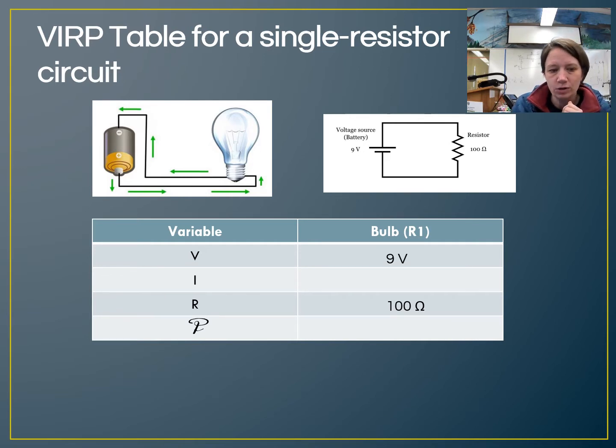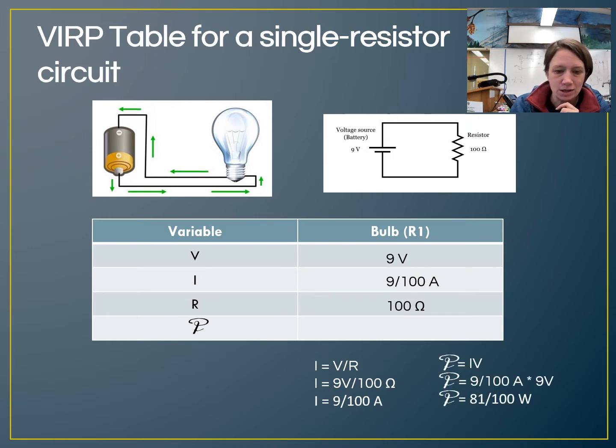So now that we know voltage and resistance, we can go ahead and use Ohm's law, I equals V over R, to solve for the current, which is going to be 9/100ths of an amp. And we can use the power equation to solve for power, which is I times V, or 81/100ths of a watt. So there we go. We've got our entire VIRP table.